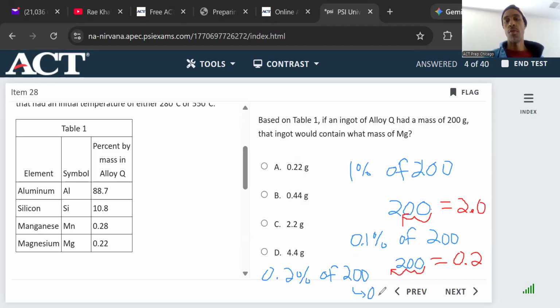Because we just double. So if we double the percent, we double the outcome, right? So if 0.1% of 200 is 0.2, then 0.2% is double 0.1% of 200. We just double 0.2 to get 0.4. So if we want 0.22, it's going to be closer to 0.44, which is answer choice B. I hope you guys get that.